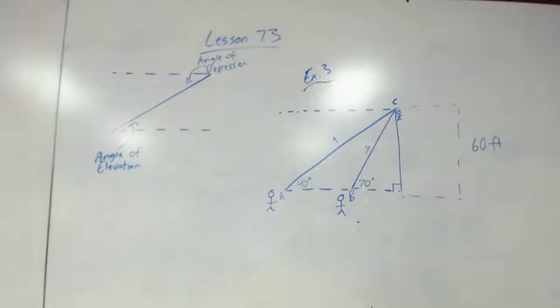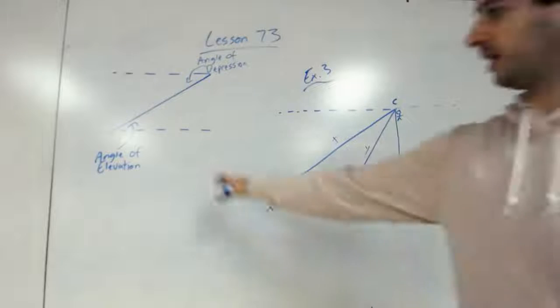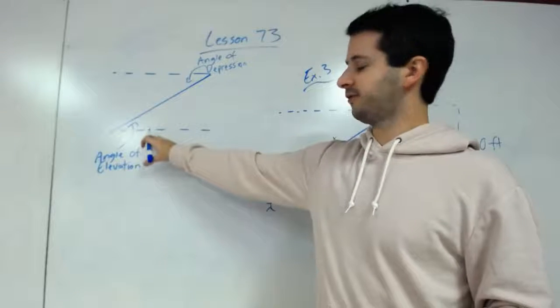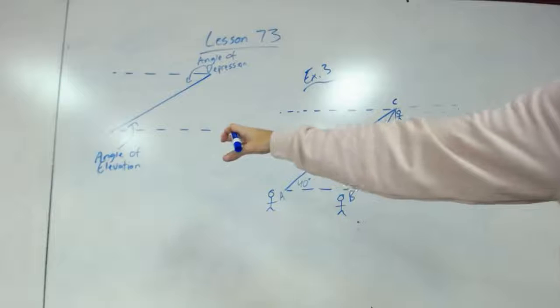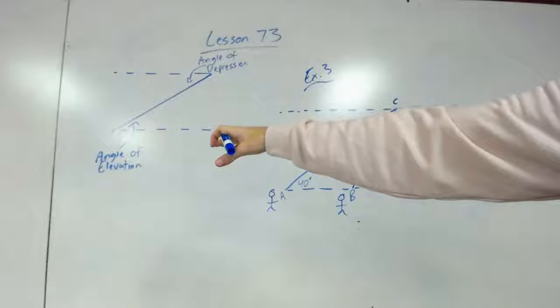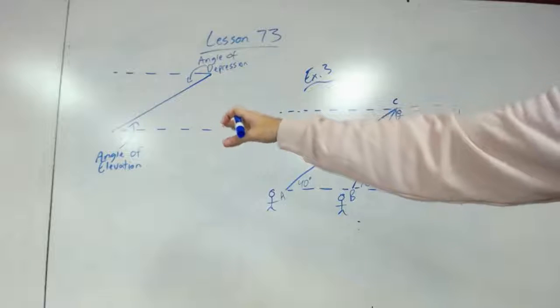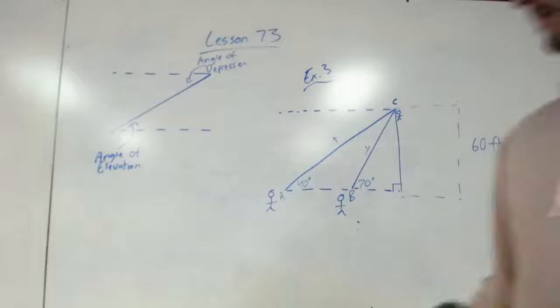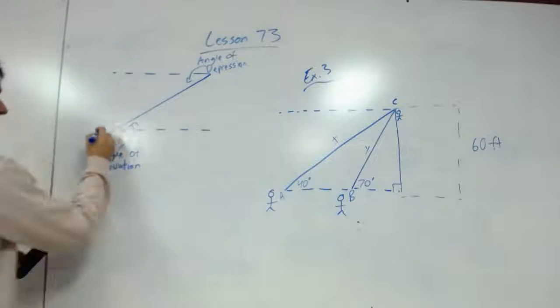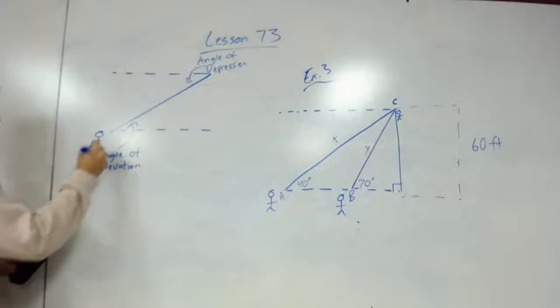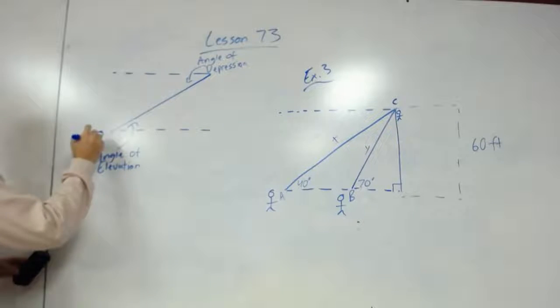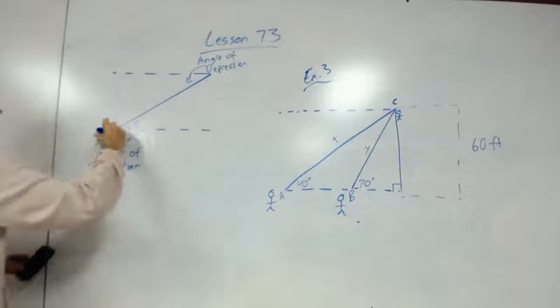wording. If we're looking at angle of elevation, it's the angle formed between the horizontal line and the line of sight to a point above. So imagine that there is a person here. Well, their line of sight is not going to be directly above them, but across.